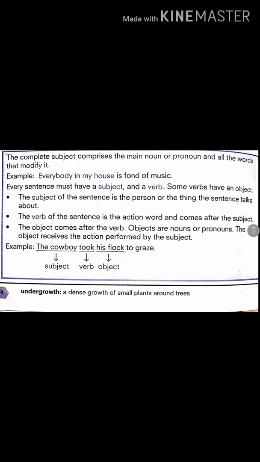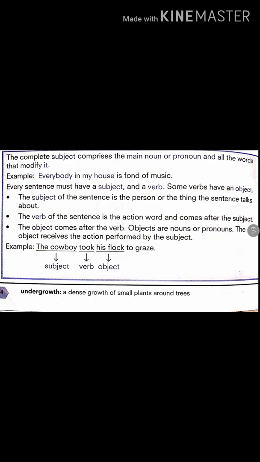Now let us see the second point. The verb of the sentence is the action word and comes after the subject. So we know the definition of verb. A verb is the word that is the action word in a sentence and it comes after the subject. So in a sentence, first of all the subject is there and after the subject, the verb will come in sequence. The object comes after the verb.